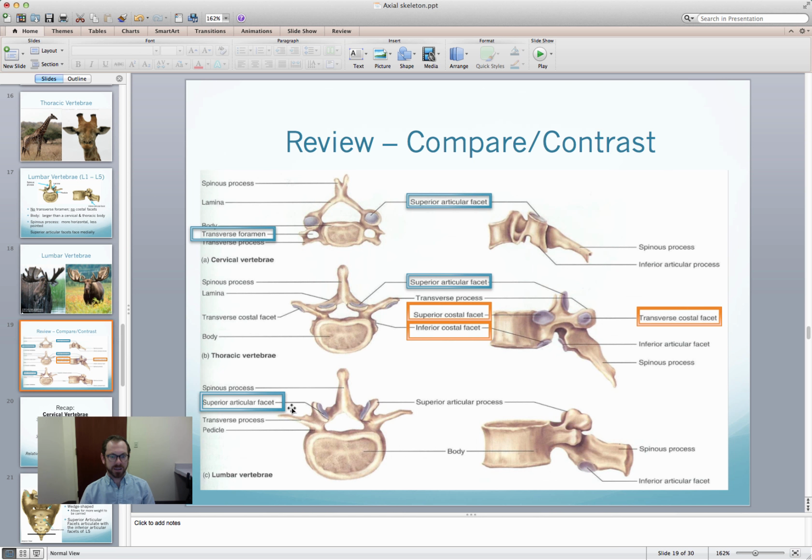And then finally, for our lumbar vertebrae, it has the biggest body relative to the other two regions, and our superior articular facets are now facing medially.